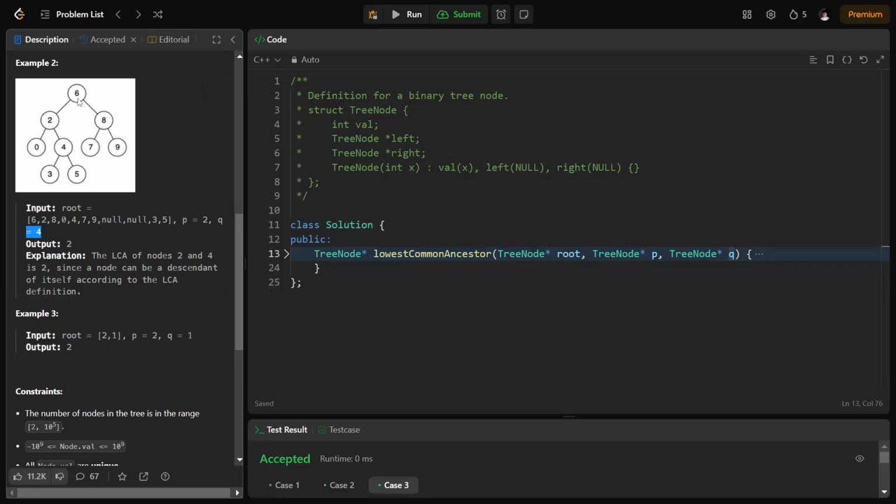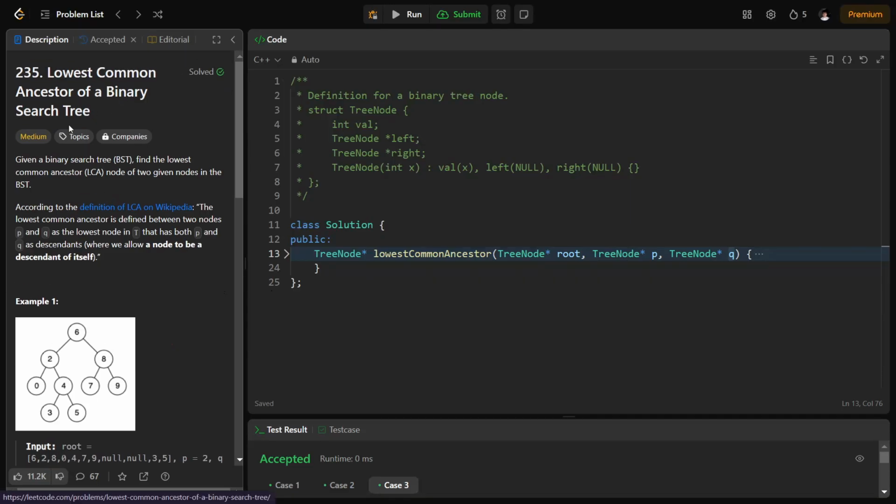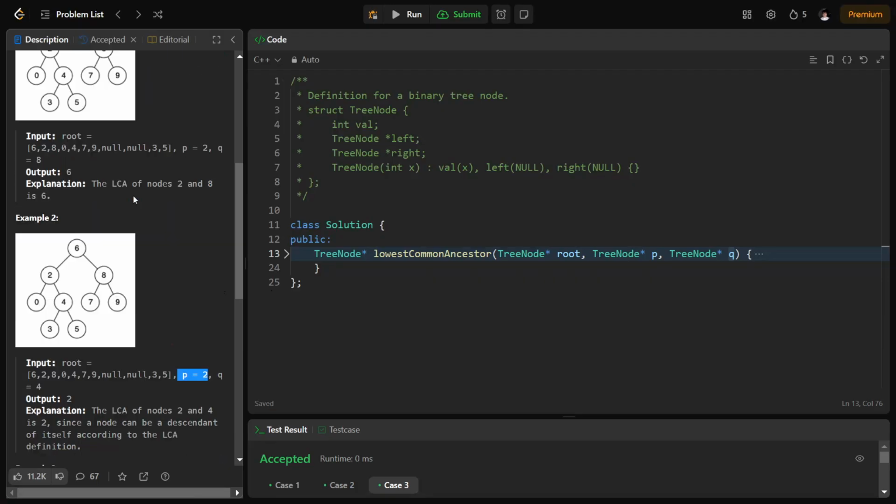Now if you observe, at any given node, if the values of P and Q are both less than this node, that means the LCA is on the left-hand side. P is 2, Q is 4, and both are less than 6, so we are sure the LCA would be on the left of this. On the other hand, if P and Q are both greater than the root node, we are sure the LCA is in the right subtree. And why do we know this? Because this is a binary search tree. This is the only reason we are able to find this out.